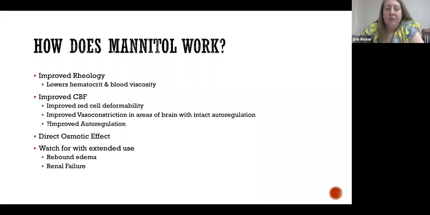You also get improved blood flow with improved red cell deformability. So they're better shapes. They're going to travel a little more smoothly through your vessels. It can help improve the vasoconstriction in areas of your brain that have intact autoregulation. And there are some theories that say that it's also going to help with your autoregulation in your brain. So it's going to help, again, just improve overall perfusion. And that's going to help with your cerebral and vasogenic edema.